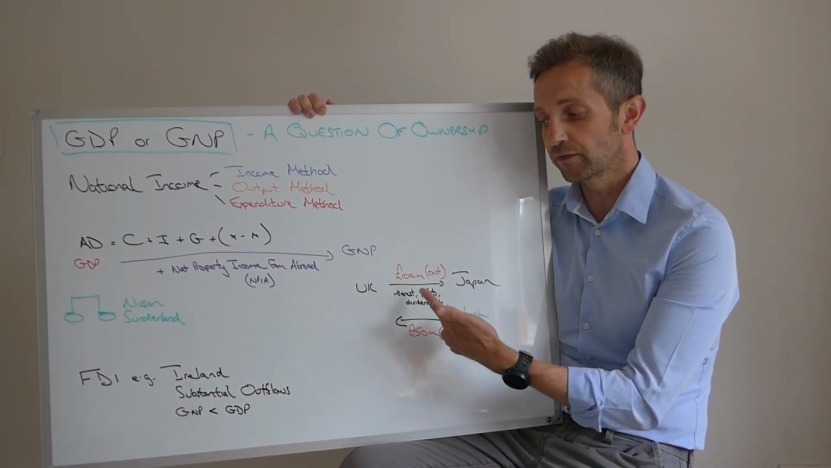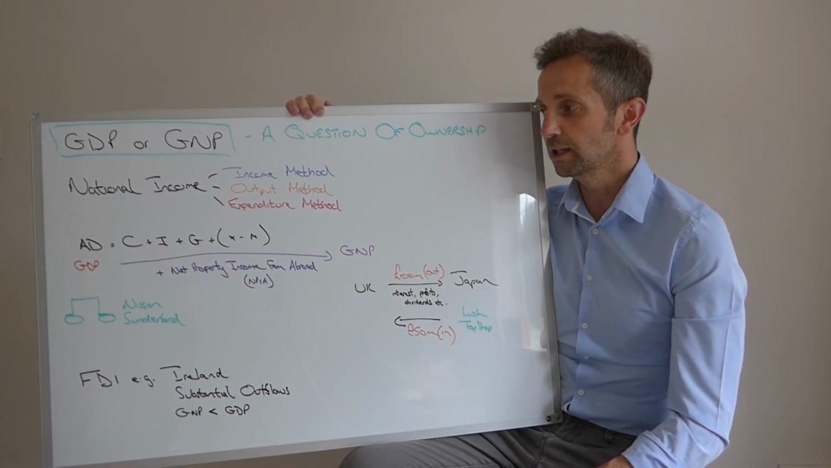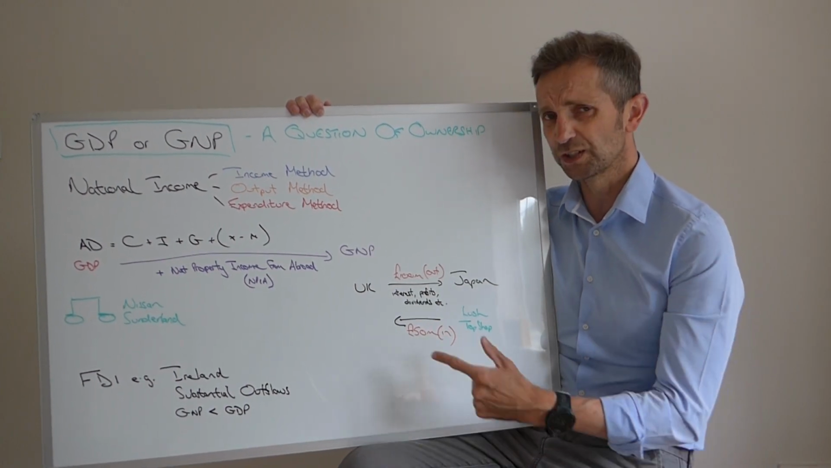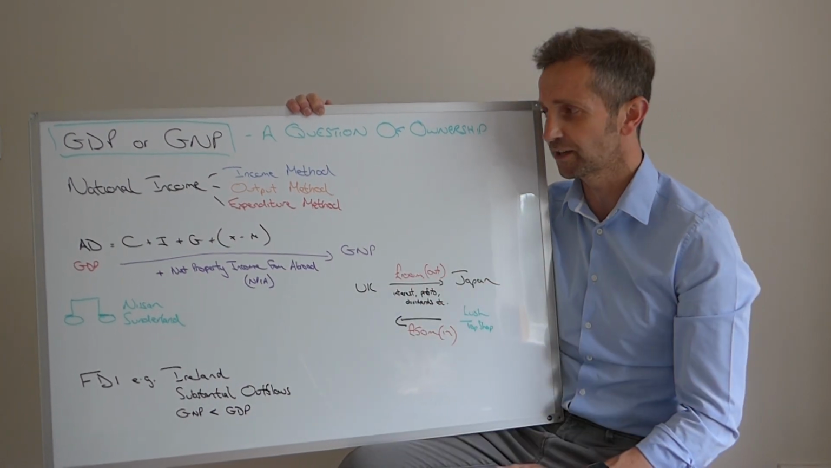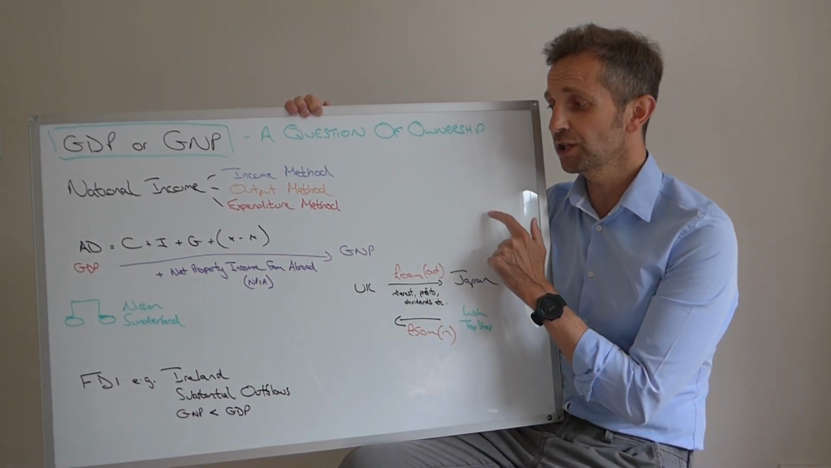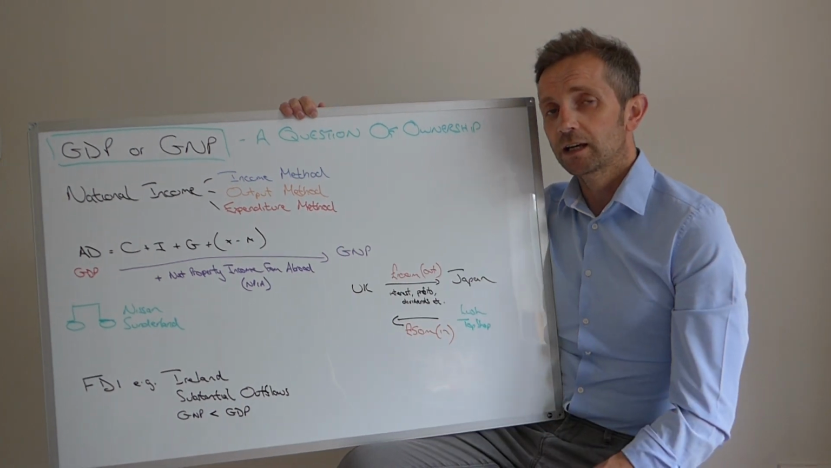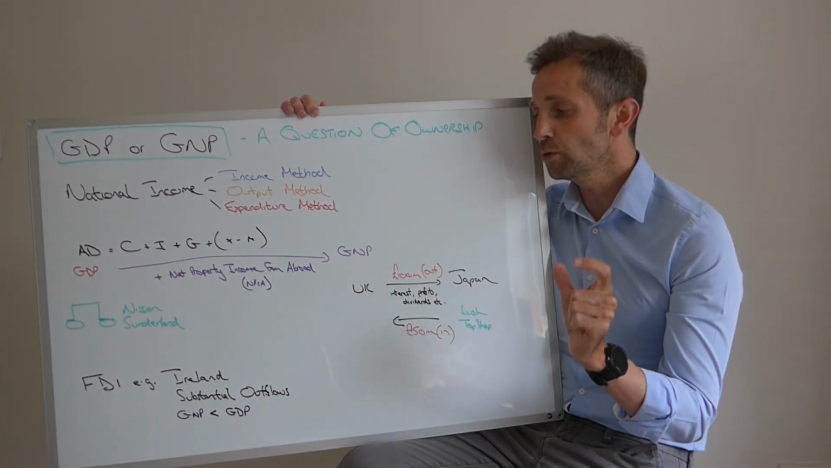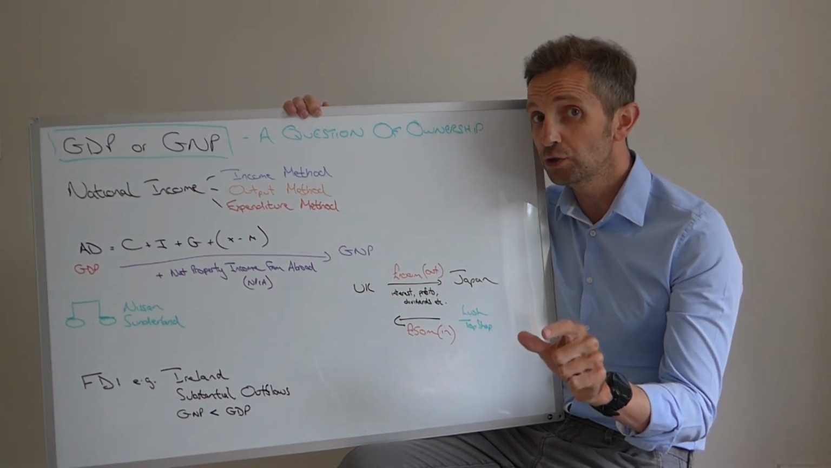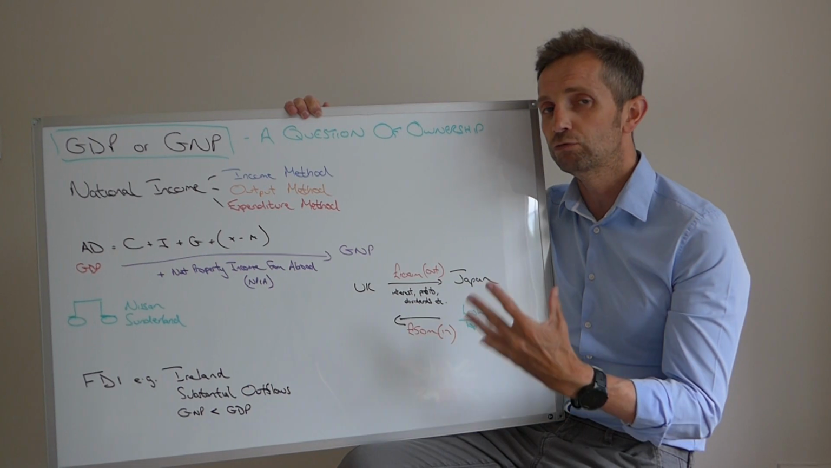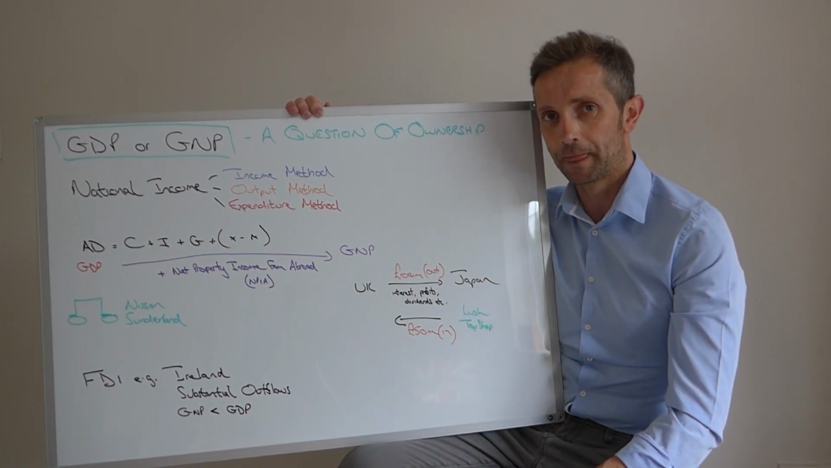Now in this case, the outflow is obviously bigger than the inflow. So what then is the difference between GDP and GNP? I hope you're beginning to see the difference. The difference is that GNP measures the total value of domestically owned resources, so that's UK-owned resources, regardless of their location.